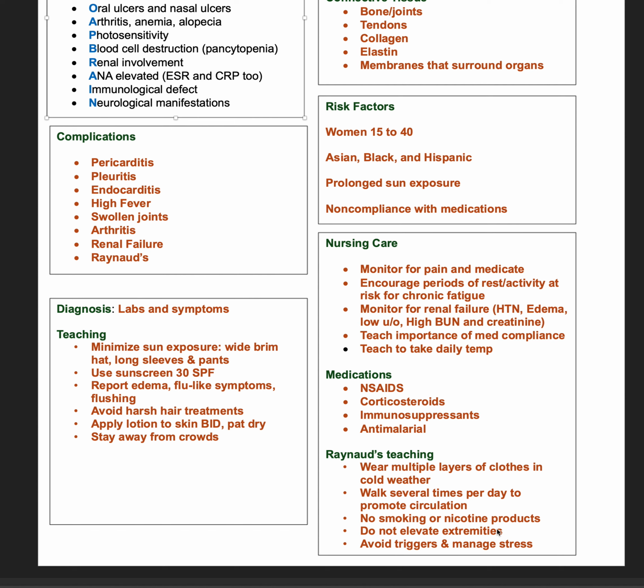Avoid harsh hair treatments because alopecia, which is baldness, is a sign of lupus. Apply lotion to the skin twice a day and pat it dry. Don't rub the skin because the skin can get damaged. And stay away from crowds. People that have autoimmune diseases are going to be on medications that reduce their immunity, and they are going to be at high risk for infection. So you want to always tell them to stay away from crowds. All right, that's your disease sheet for lupus.